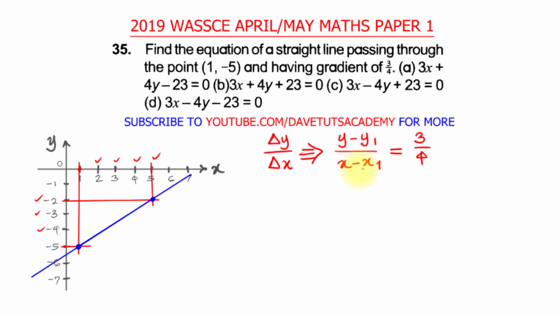We are saying that y minus y1 over x minus x1. What is y1? What is x1? That is corresponding to (1, -5) that we are given. So -5 is y1, and 1 is x1. If you are to substitute that into this equation, we are going to have y minus, what's the value of y1? That is -5. Students, don't make the mistake of saying that is 5. You'll get the question wrong. Then x minus, what's the value of x1? That is 1, and that is equal to 3/4.